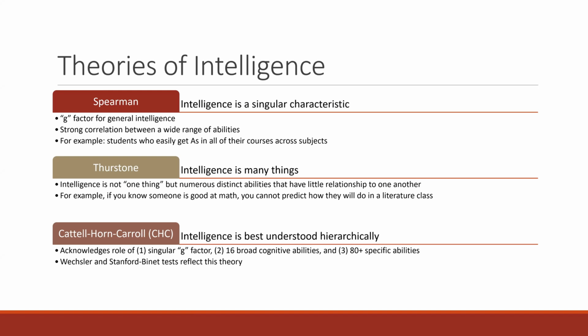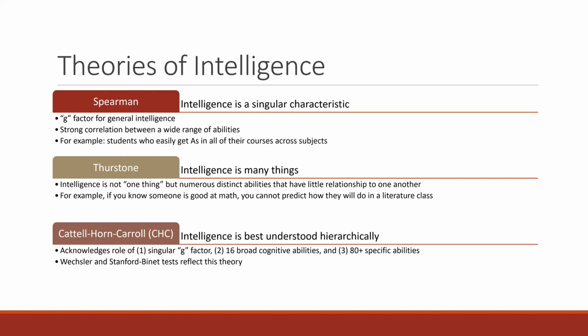By contrast, we had Thurstone, who had the opposite theory. Thurstone was saying intelligence is many things. We can't measure it as just one thing, but intelligence should be defined as being numerous distinct abilities that actually have little relationship to one another. So Thurstone would say that somebody who's really good at math, for example, is not necessarily correlated with somebody who's really good at a literature class, for example, or athletics. So Thurstone was pretty much the opposite of Spearman in saying that intelligence is made up of multiple abilities. So these were both 2 historical theories of intelligence.